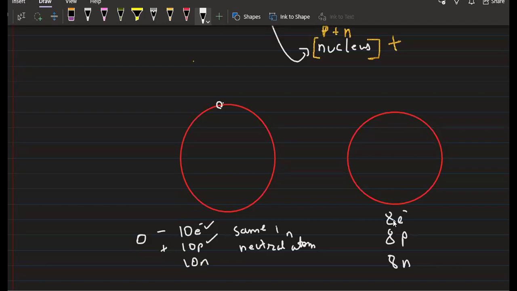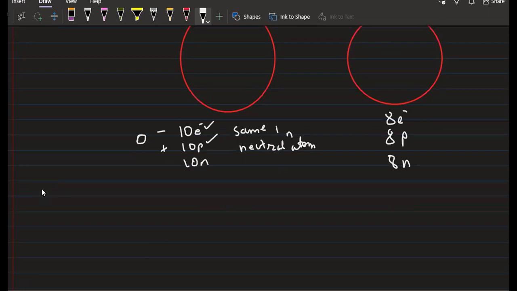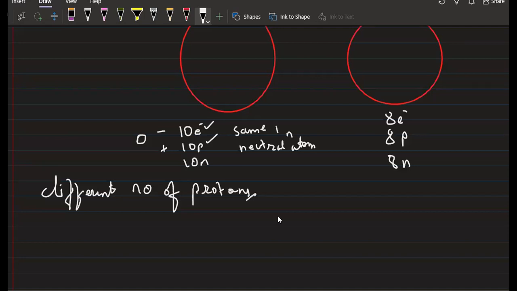And if I have to be very precise, then you can write down: different numbers of protons will make different atoms. Got it, everyone? Tell me.